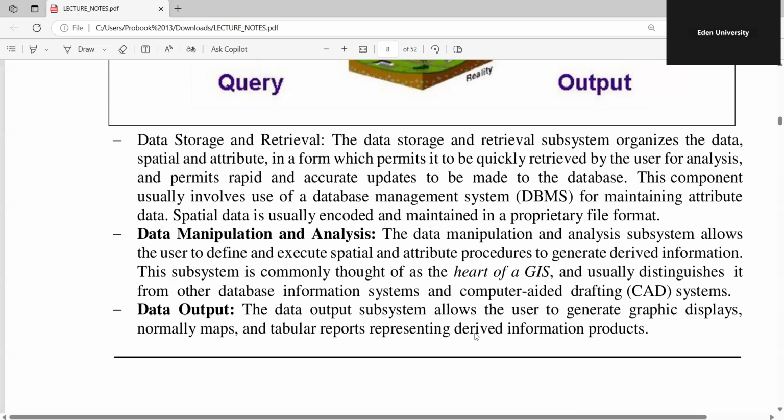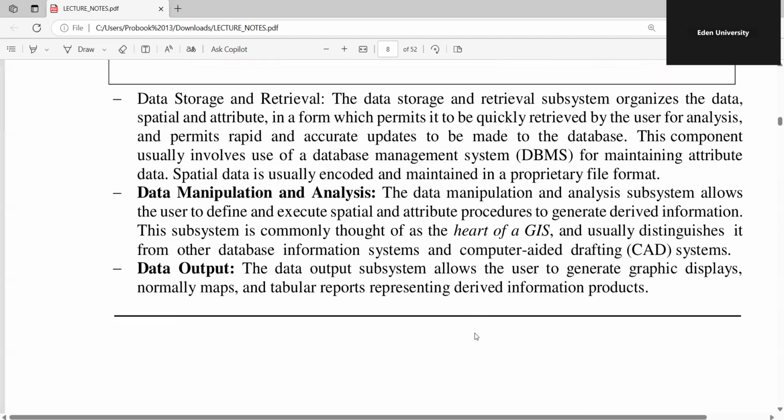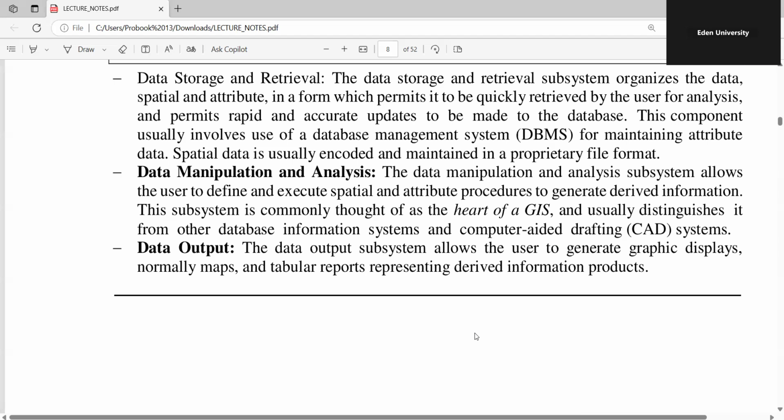So this component usually involves the use of DBMS for maintaining attribute data. Data manipulation and analysis. The data manipulation and analysis subsystem allows the user to define and execute spatial and attribute procedures to generate derived information. This subsystem is commonly thought of as the heart of GIS. It is the heart, and it does everything.